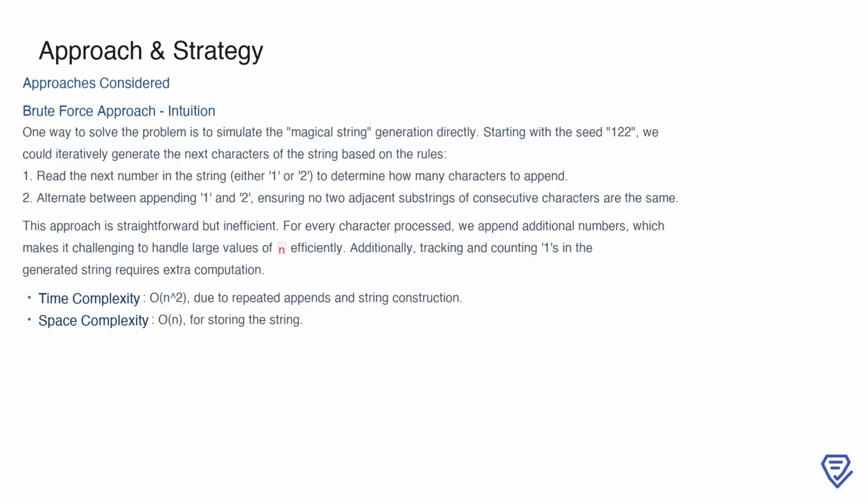As we process each character, the repeated appending and construction of the string result in a time complexity of n squared, which becomes inefficient for large values of n. Additionally, we need extra steps to count the occurrences of ones in the string, adding to the overall computational burden. The space complexity, on the other hand, is n, as we must store the entire generated string in memory.